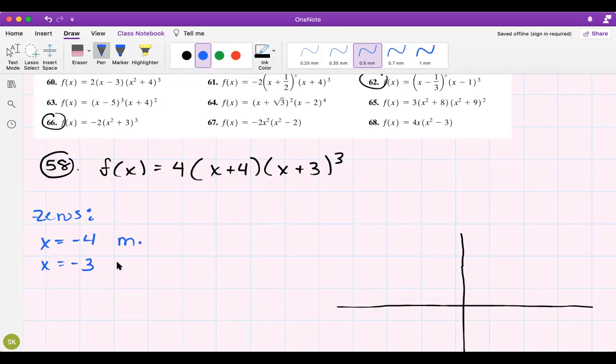The multiplicity, I'm going to abbreviate it to just m. The multiplicity of this factor is 1 because that's the power here. And the multiplicity here is 3. From there, I can go ahead and say that I am going to cross the x-axis for both of these, because both of these are odd numbers.